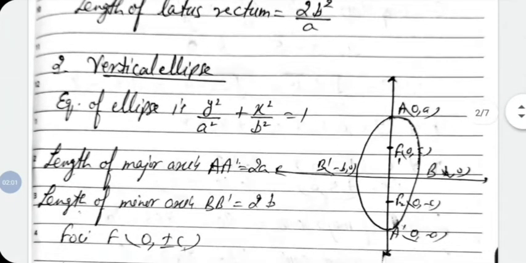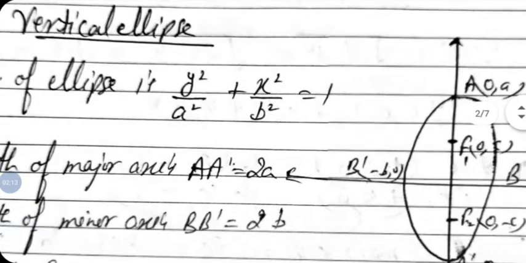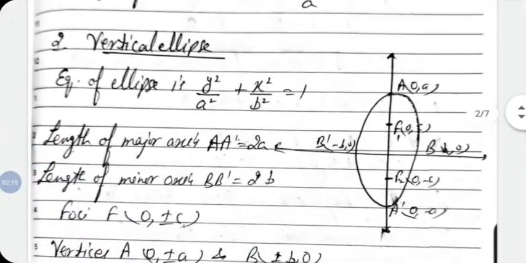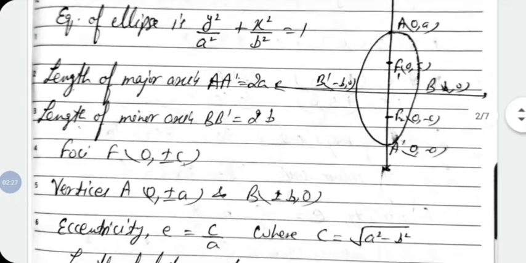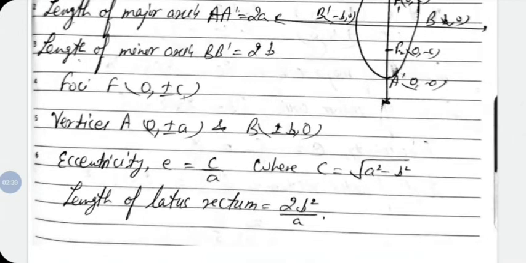In the same way, here is the vertical ellipse. The equation of the ellipse is y square upon a square plus x square upon b square is equal to 1, because here the major axis is lying on the y-axis. That's why we are writing y square upon a square here. Length of major axis is the same, 2a, minor axis 2b. Focus here becomes on the y-axis, therefore it is represented by (0, plus minus c). Vertices become (0, plus minus a) and (plus minus b, 0). Eccentricity remains the same, e equals c upon a, where c is root a square minus b square. Length of the latus rectum remains the same, that is 2b square upon a.